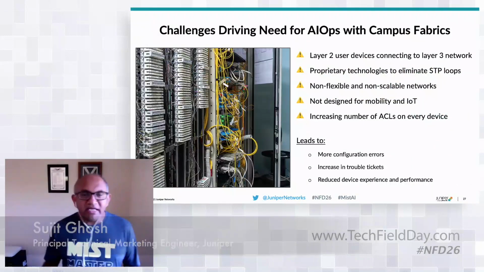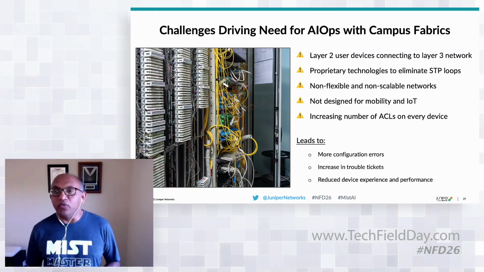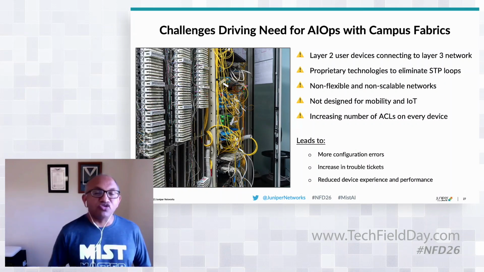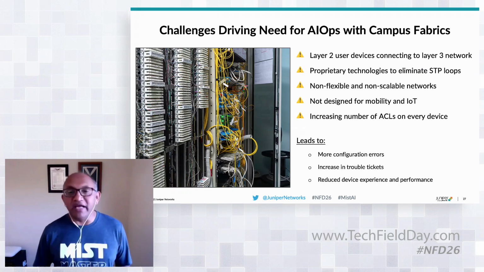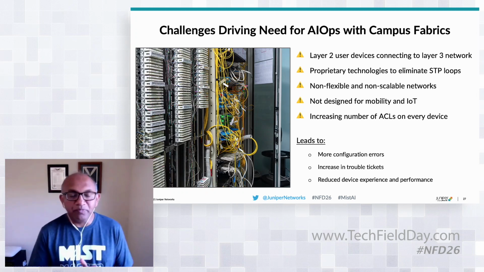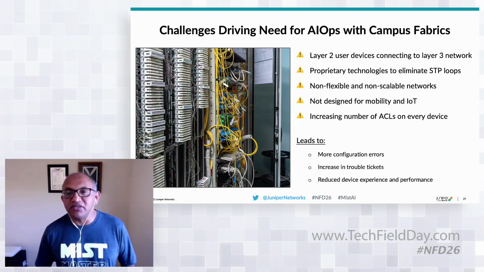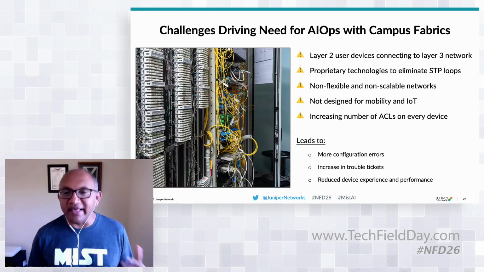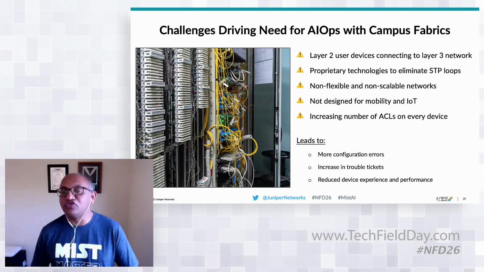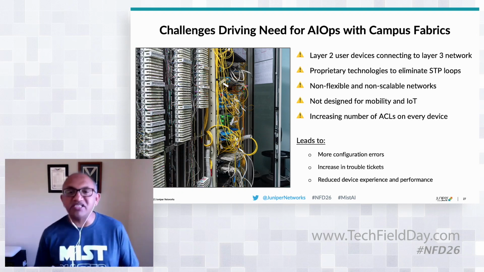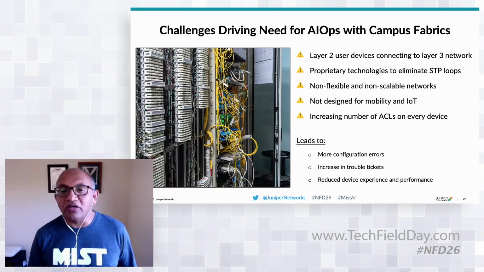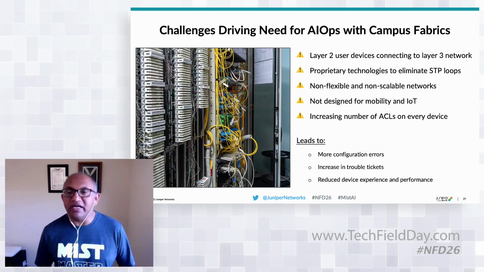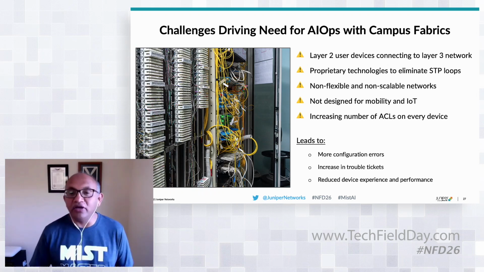So let's talk about why we started this journey on campus fabric. What are we trying to solve here? We are seeing lots of layer 2 devices connecting to layer 3 networks, causing lots of issues. Over the last 20 years, we have seen proprietary technologies like MCLAG introduced to eliminate the spanning tree, or STP loops, problem. At the same time, these networks are not flexible or scalable. When your network is growing, how can you extend that VLAN to the other building without breaking your network?